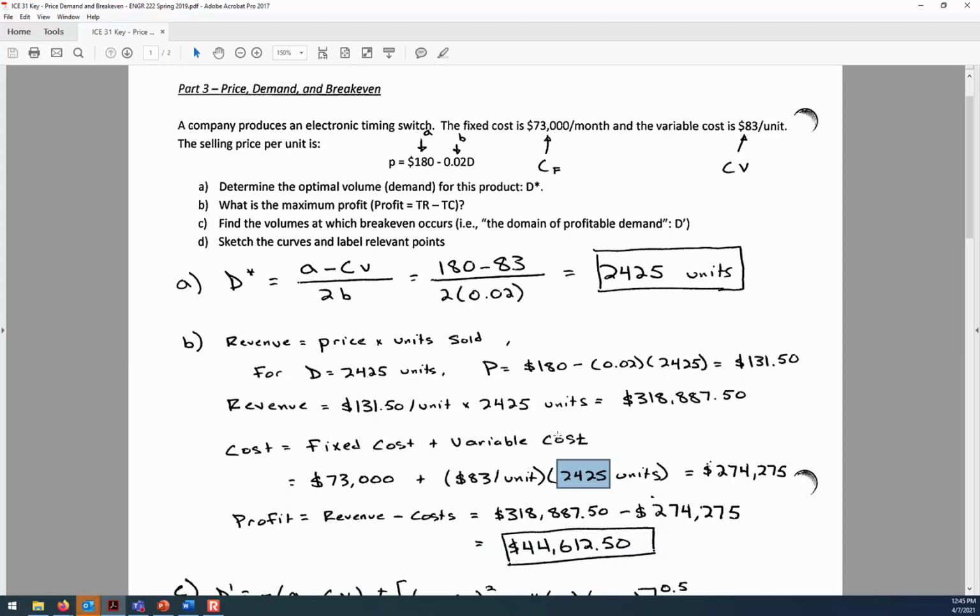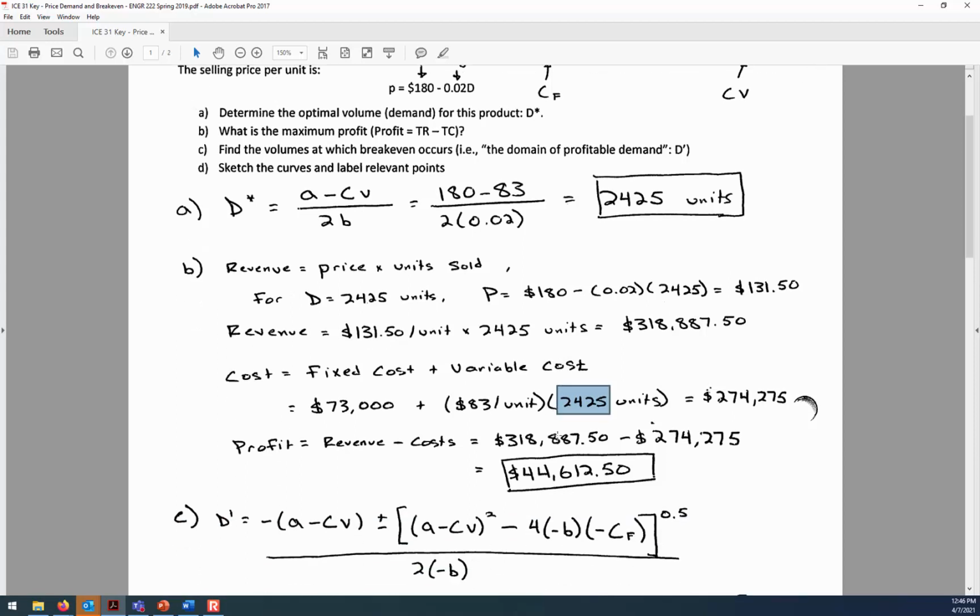It's the revenue that we've earned at a certain level of production minus the costs. So the most money we can make, given our understanding of the market and of how much volume people are willing to buy at a certain price, is $44,612.50. Now the tricky thing is using this formula for the break-even points.